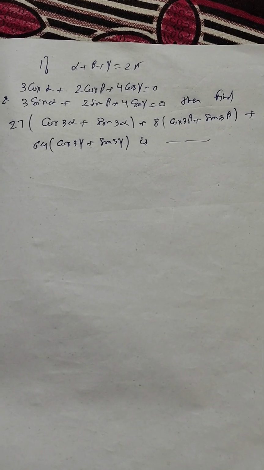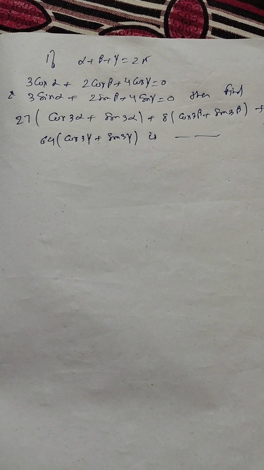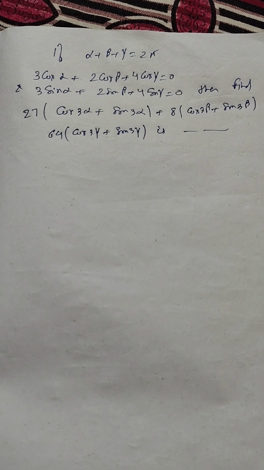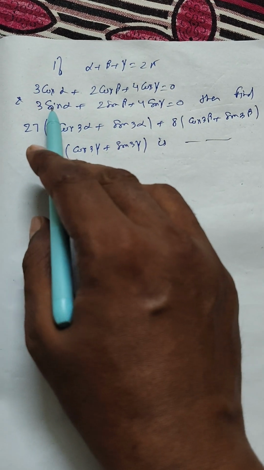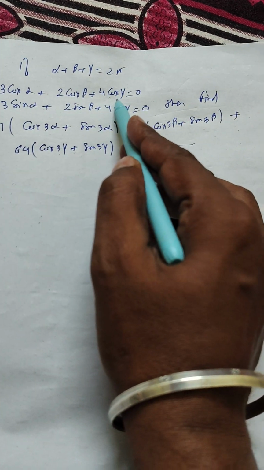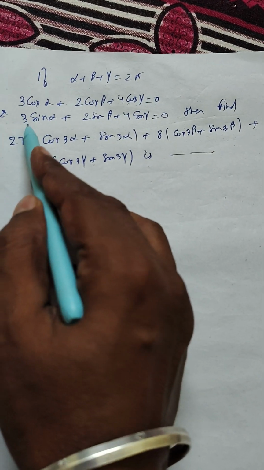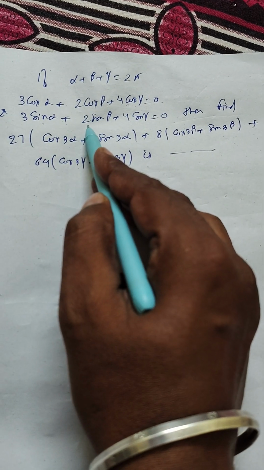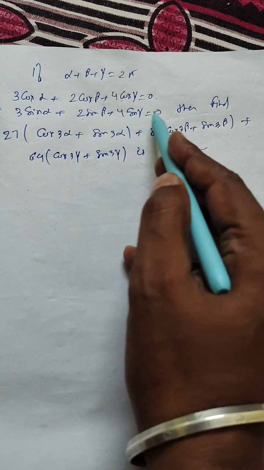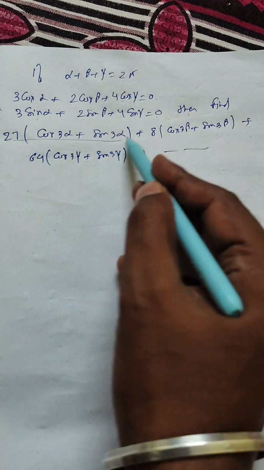Dear student, one question: having alpha plus beta plus gamma is equal to 2 pi, and 3 cos alpha plus 2 cos beta plus 4 cos gamma is equal to 0, and 3 sin alpha plus 2 sin beta plus 4 sin gamma is equal to 0, then find the value of this.